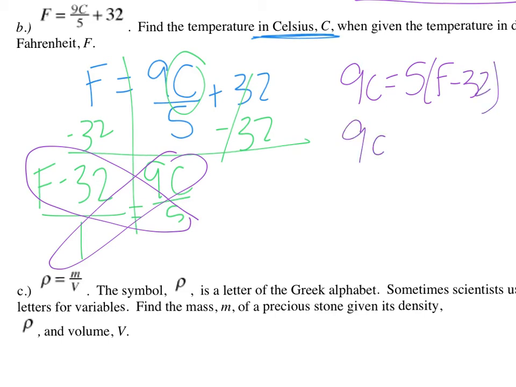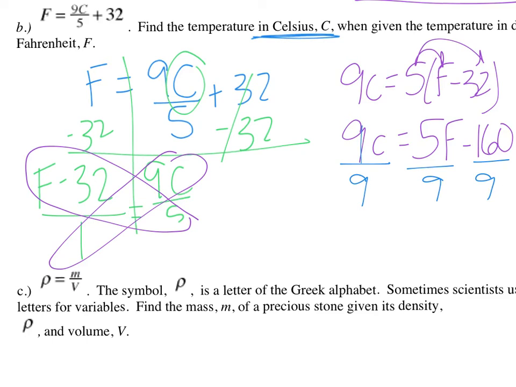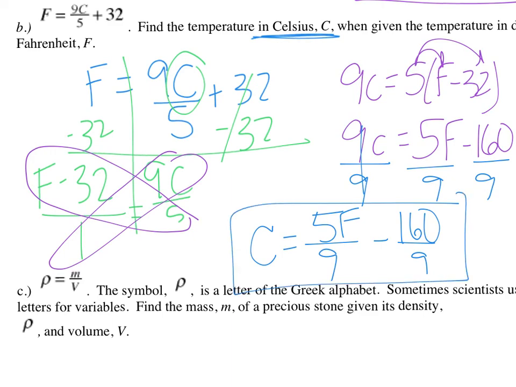So 9C is equal to 5F minus 160. So we're distributing that 5 inside the parentheses. Well, C is still not by itself, so we're going to divide everything by 9. So our Celsius is going to equal 5 times our Fahrenheit divided by 9 minus 160 divided by 9. So we are solving for Celsius.